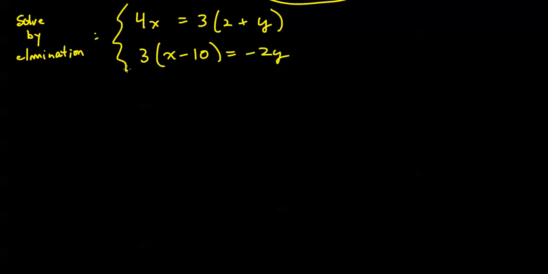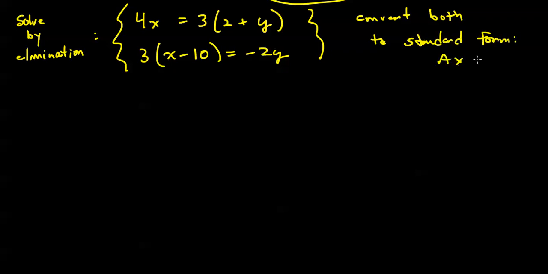Now this one very much does not look like the ones we've done thus far. That's okay. What I'm going to do is convert both equations to what we call standard form. And by that I mean a multiple of x plus a multiple of y equals some constant. And I can do that pretty easily doing algebra things to the equations. Let me show you what I mean.